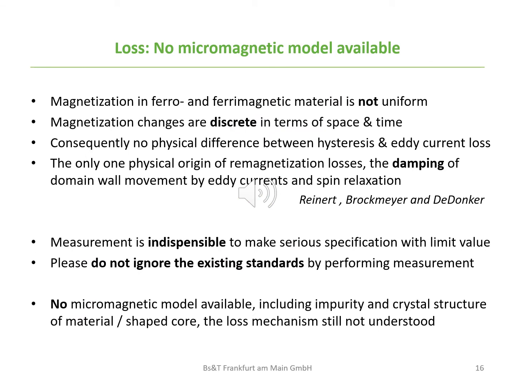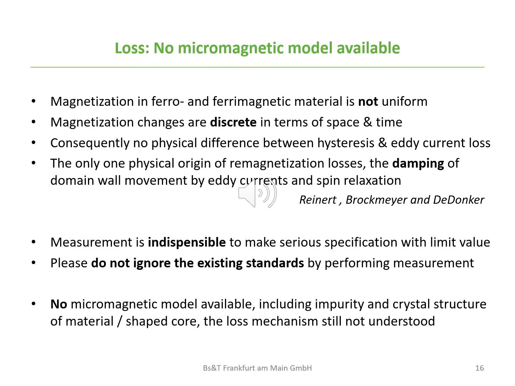Loss mechanism. There are no micromagnetic models available. The magnetization in ferro- and ferrimagnetic materials is not uniform. That means the loss density has no meaning. The magnetization changes are discrete in terms of space and time. Consequently, there is no physical difference between the hysteresis losses and the eddy current losses.